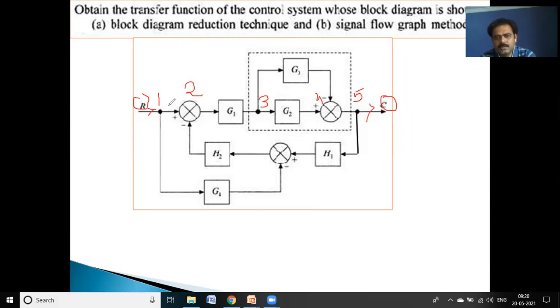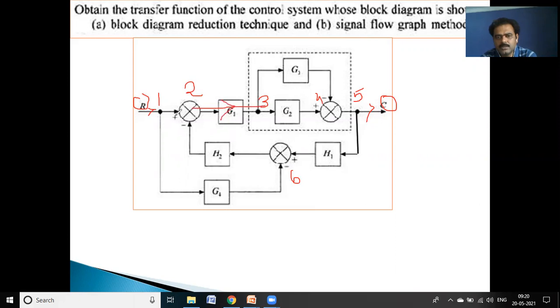So the intermediate nodes 1, 2, 3, everything are called mixed nodes. And also one more node, that is at 6. So first we have to identify the nodes. Later we can directly represent them with the gains.